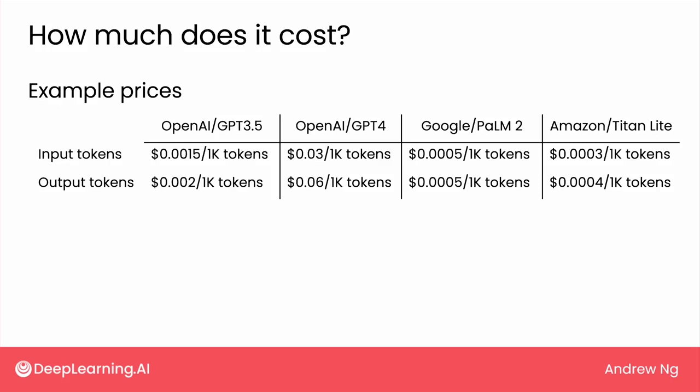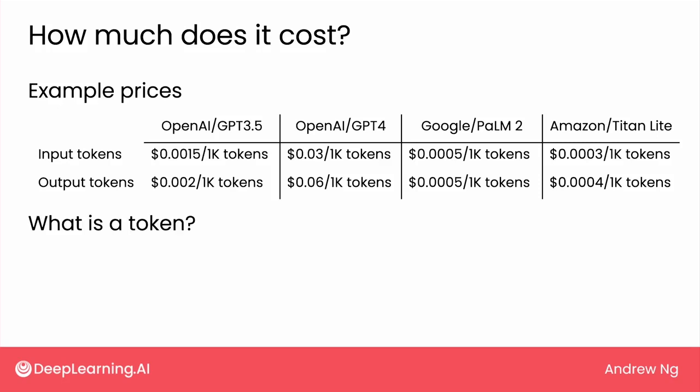So OpenAI's GPT 3.5 charges 0.002 cents per 1,000 tokens. That's 0.2 cents per 1,000 tokens. GPT-4 costs quite a bit more, 6 cents per 1,000 tokens, and Google's Palm 2 and Amazon's Titan Lite are also pretty inexpensive. What I'm showing here are the costs of generating different numbers of tokens. Technically, these large language models charge for the length of the prompt as well, but the length of the prompt, sometimes called the input tokens, is almost always cheaper than the cost of the output tokens. So let's just focus on the cost of the output tokens for now.